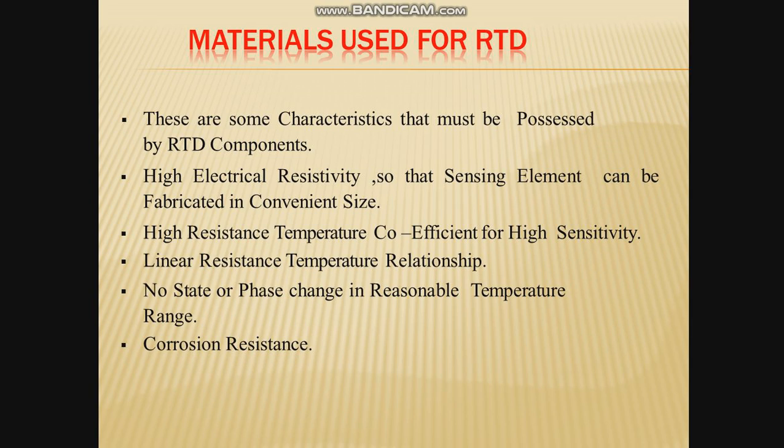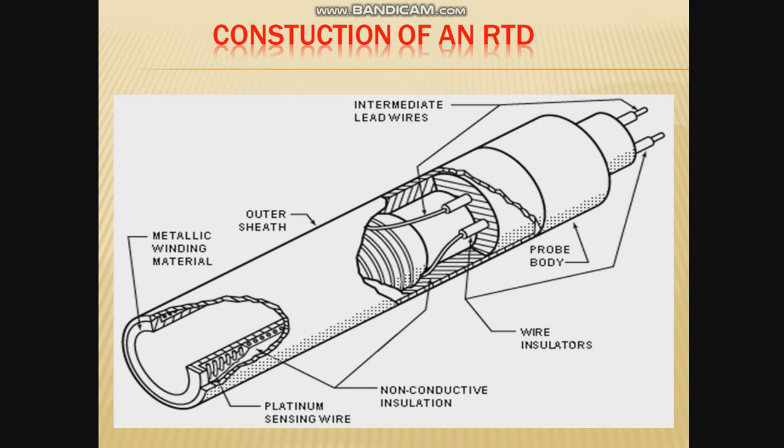Materials used for RTD. These are some characteristics that must be possessed by RTD components: high electrical resistivity so that the sensing element can be fabricated in a convenient size; high resistance temperature coefficient for high sensitivity; linear resistance temperature relationship; no state or phase change in a reasonable temperature range; and corrosion resistance. This is the construction diagram of an RTD.